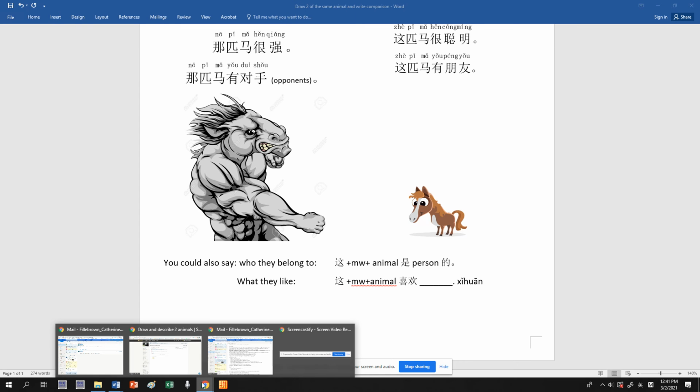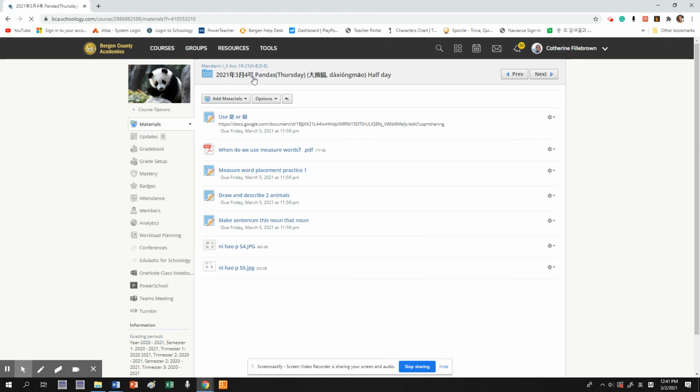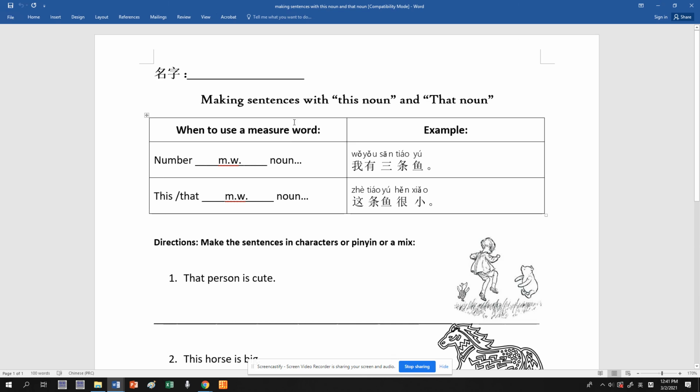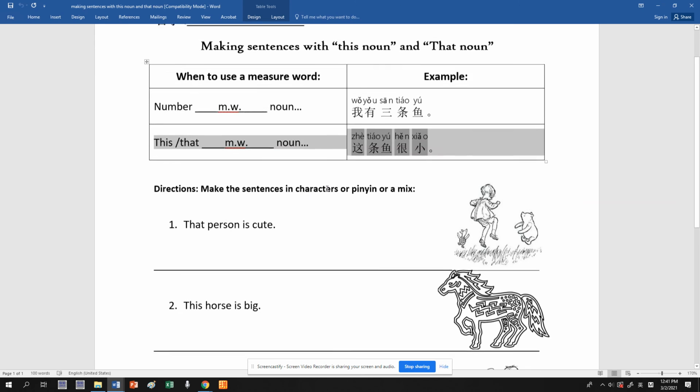The final assignment for today is make sentences this noun, that noun. And that worksheet looks like this. It's more practice for knowing you use a measure word between a number and a noun, or this, that, and a noun. And this worksheet entirely is this second example, this, that, measure word, noun.